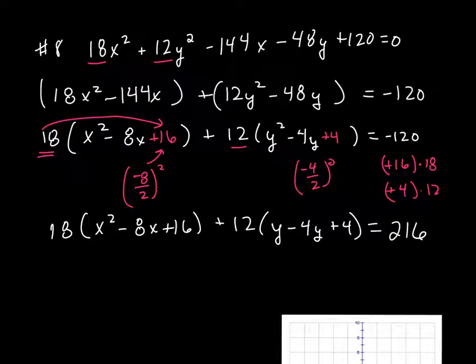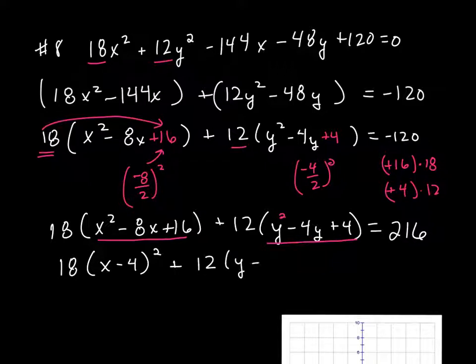Now, what is this? This is a perfect square trinomial. So is this. Oops, I forgot my y squared. So I factor both of those. Now I'm left with 18 times x minus 4 quantity squared plus 12 times y minus 2 quantity squared. That's all equal to 216.